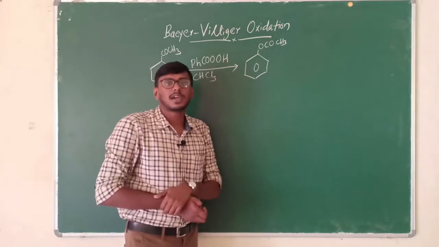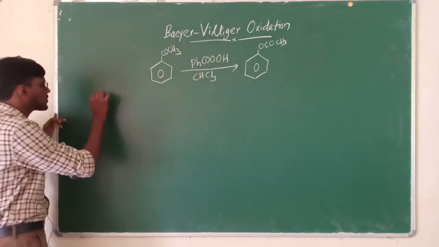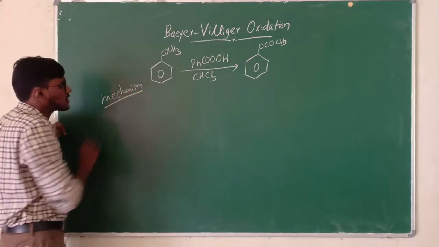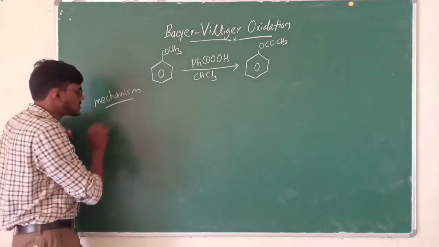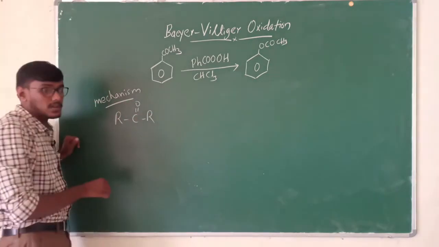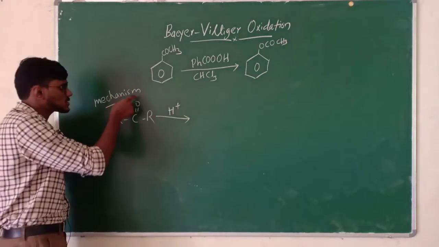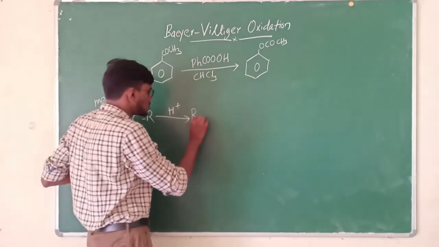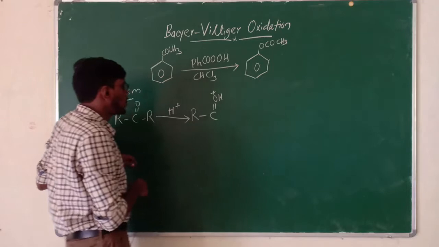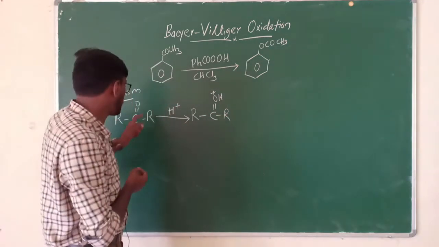What is the mechanism of Baeyer Villiger oxidation? We are going to check the mechanism. In the first step, consider a ketone, RCOR. In the first step, protonation occurs on the carbonyl oxygen. So this is like R, C, OH plus, R. First step: the protonation of the ketone.